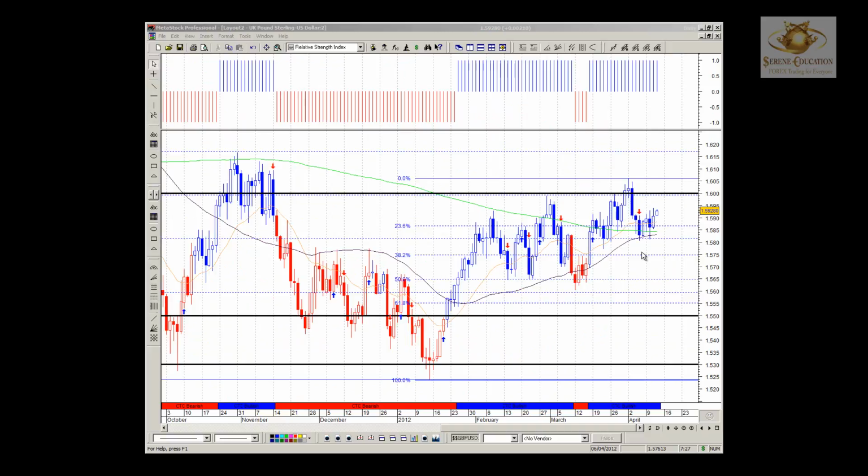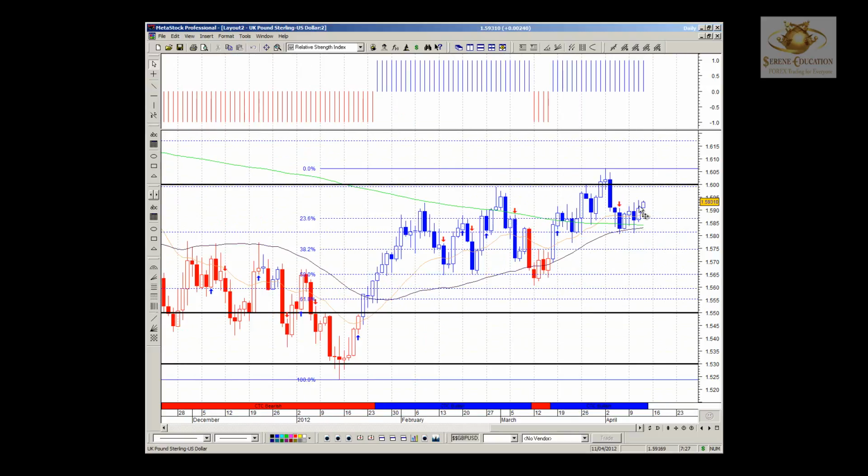Sterling up next. Let's have a look at the daily. You can see quite clearly that price has been consolidating for a number of days around the 158500 mark, and in doing so yesterday in particular, finding a nice bullish engulfing on the previous day, and since this morning on the Asian session moving higher.